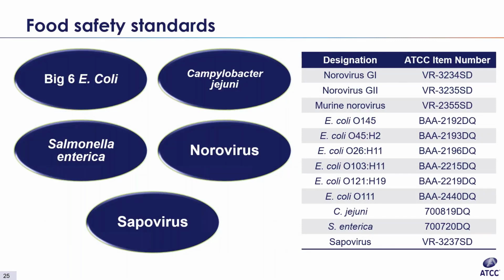Last, as far as our current groups for standards is food safety standards. Norovirus G1 and G2 are the 2 most common genogroups of norovirus to cause human infection. We have a murine norovirus synthetic standard to support laboratory research on norovirus. This was made as a synthetic because, like many organizations, ATCC has difficulty making pathogens in vivo. We also have the Big 6 E. coli strains, which are available as a panel in item number MP-10.